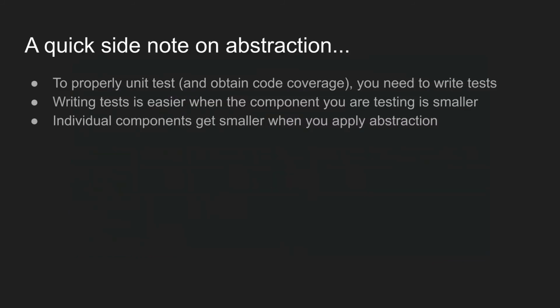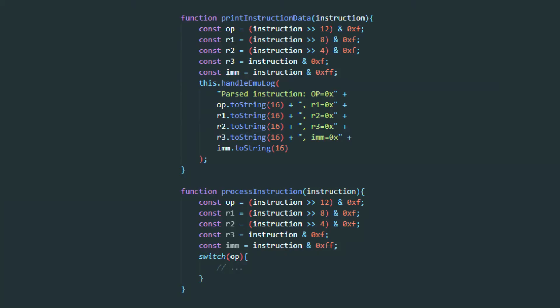A quick side note on abstraction. To properly unit test, you need to write tests. Writing tests is easier when the component you're testing is smaller. And finally, individual components get smaller when you apply abstraction. Let's take a look at an example of this.